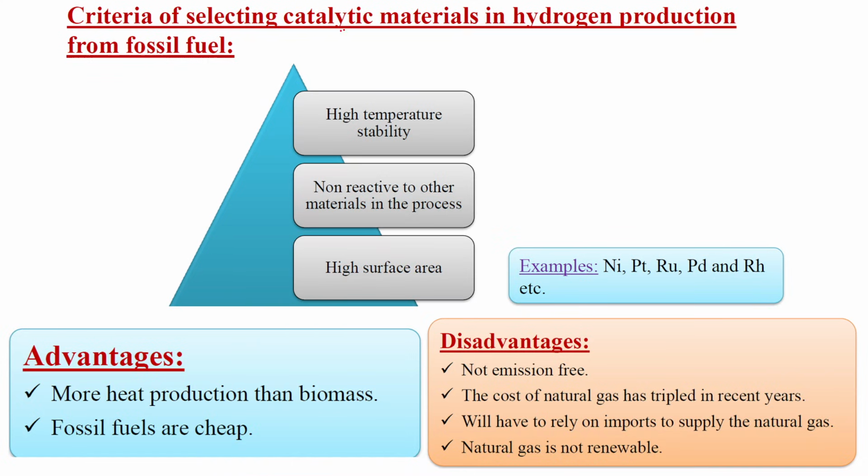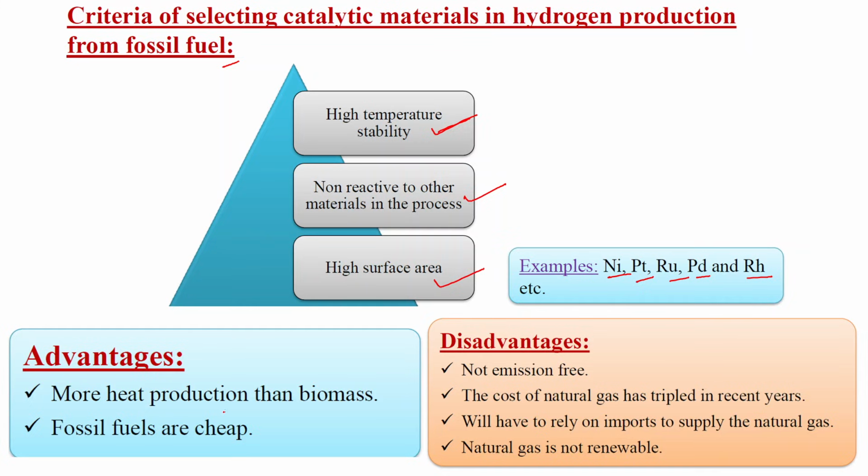So, what is the criteria for selecting catalytic material in hydrogen production from fossil fuels? The main criterion is high temperature stability, because some reactions are exothermic and some are endothermic, so we need to select the catalytic material accordingly. Then, it should be non-reactive to other materials in the process, basically the raw material, which is our fossil fuel, then water, moisture, and oxygen. It should also have high surface area. Some of the popular catalysts are nickel, platinum, ruthenium, palladium, rhodium, etc.